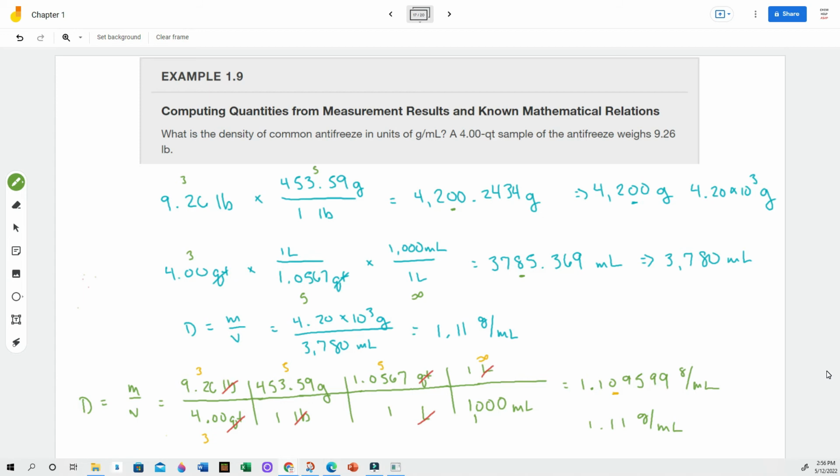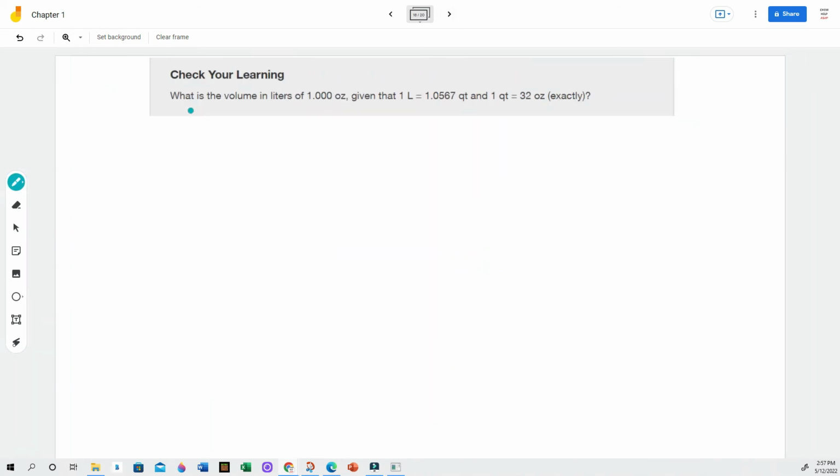So both of these methods absolutely work. Use the one that makes the most sense to you. Now for the check your learning. What is the volume in liters of 1 ounce, given that 1 liter is 1.0567 quarts and 1 quart is 32 ounces exactly?